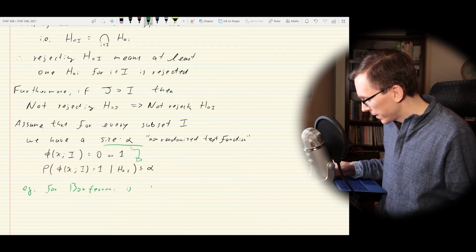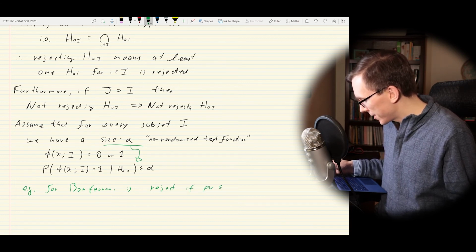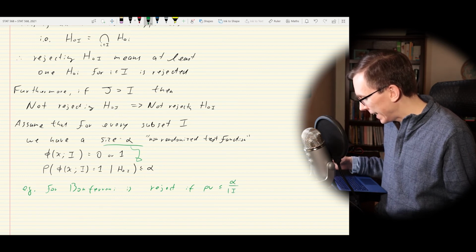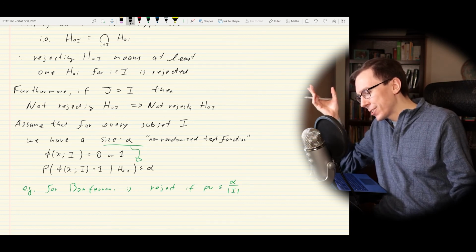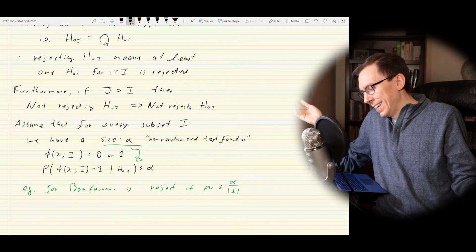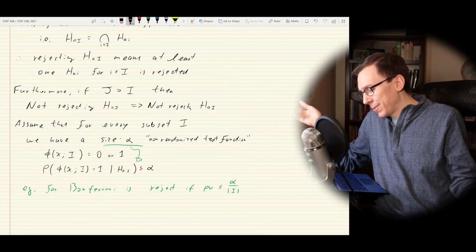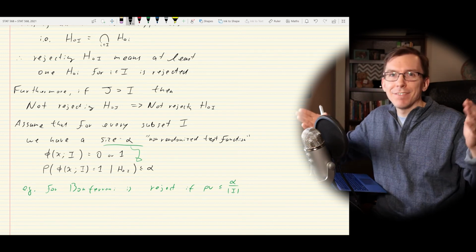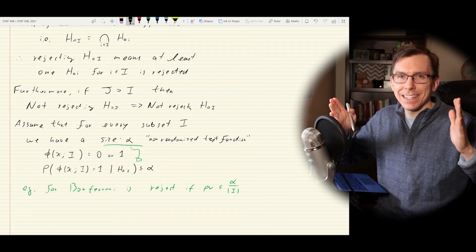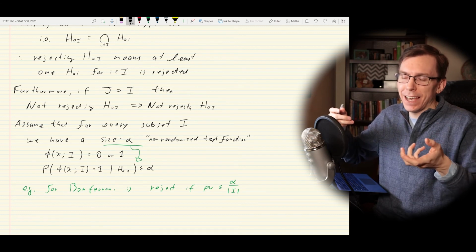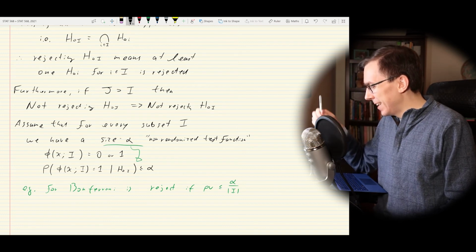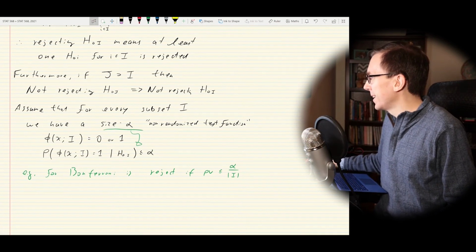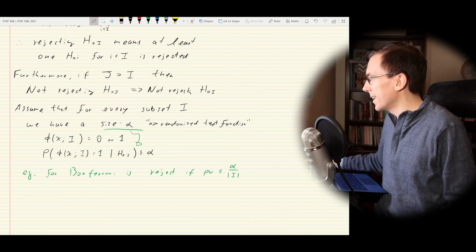So the example to make this a little more tangible, let's say, for Bonferroni, is reject if the p-value is less than or equal to alpha over the size of I. That's really all it's saying. It's fancy notation, but in the Bonferroni case, if I have cardinality I hypotheses, I would reject if my p-value is less than alpha divided by I. It's just a more general way to write it.